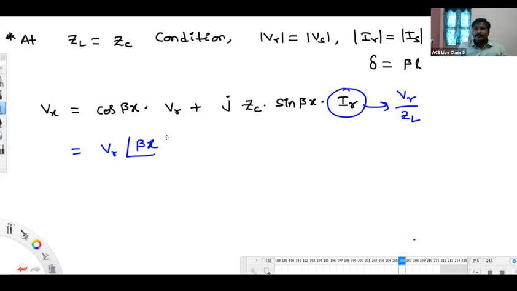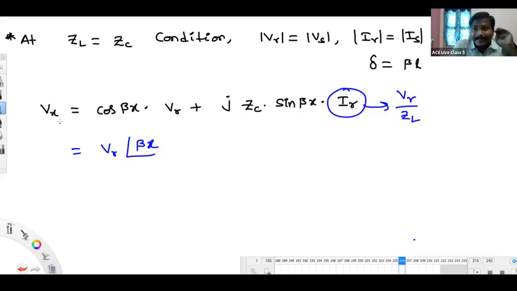All of you getting this? ZL equals ZC, so ZL, ZC will be cancelled out, and VR is common: cos beta x plus j sin beta x. It will come to be VR at an angle beta x. What's the meaning of this now?